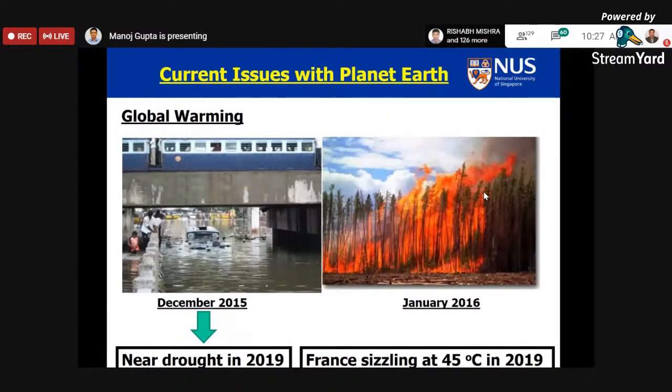The biggest problem we are facing now is global warming. We have seen in Chennai, for example, there were flash floods in 2015 because of excessive rains, and last year it was near drought. We have seen in Alberta in January 2016 a forest fire when the outside temperature was minus 10 degrees centigrade. But the atmosphere was so dry that the fire spread very fast. And then we have seen France sizzling at 45 degrees C in 2019, which was an unforeseen temperature in the European continent.